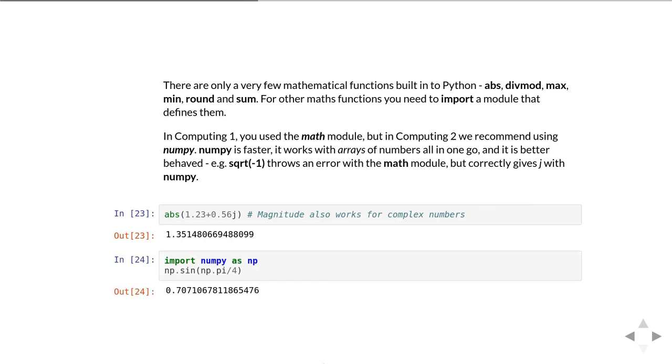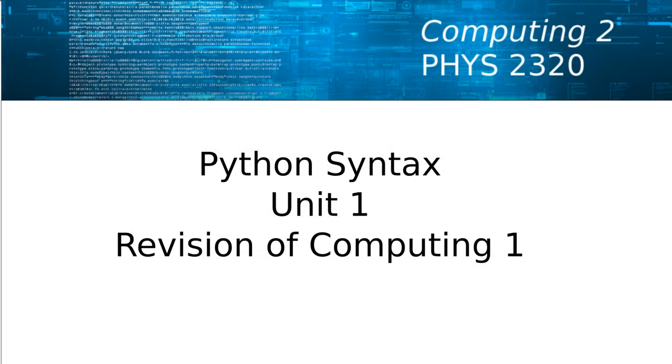And here we have an example where we're calculating the sine of 45 degrees. The NumPy trig functions all work in radians, so we want to do pi over 4, and you'll see that does indeed get us 1 over the square root of 2, which is what you'd expect for the sine of 45 degrees.